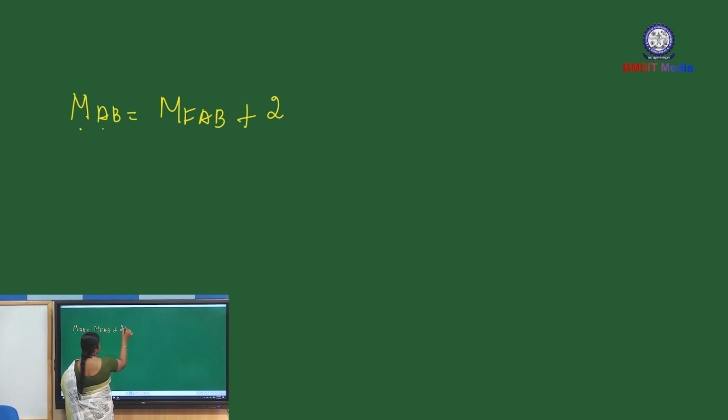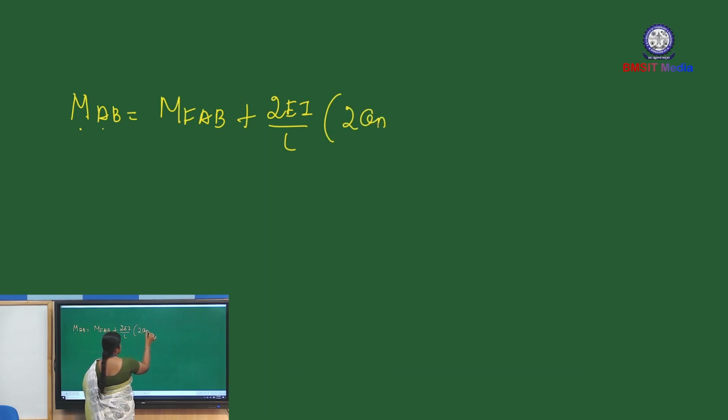M AB, the final end moment at A of the member AB, equals M of AB, the fixed end moment due to external load, plus 2EI by L into 2 theta A plus theta B minus 3 delta divided by L.